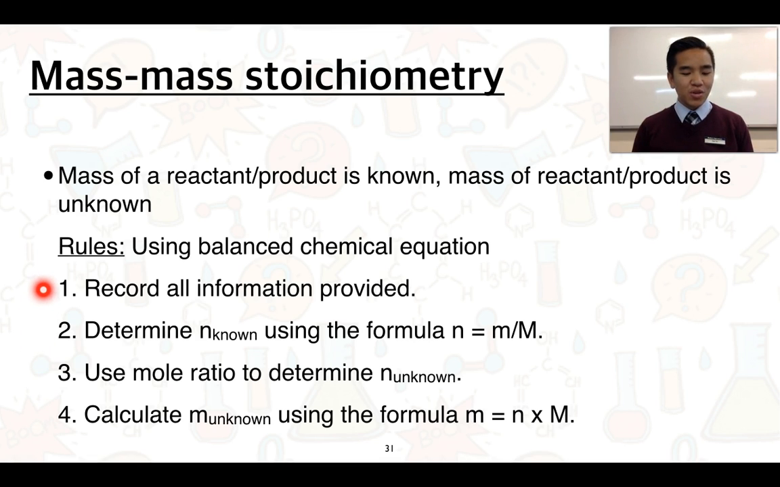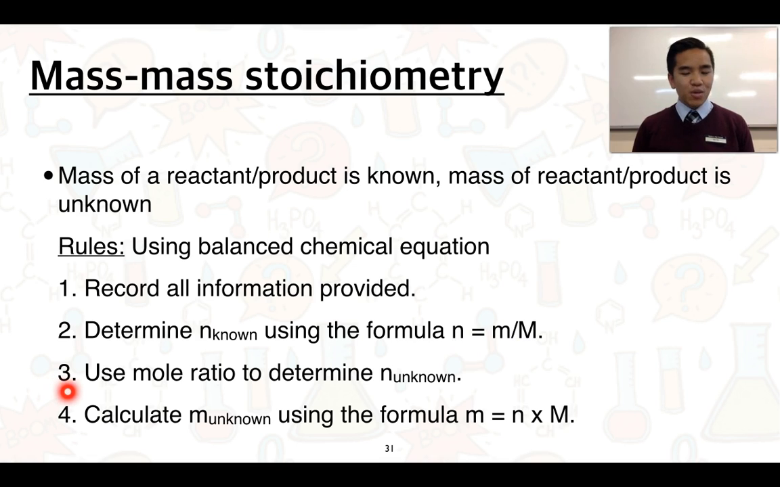If we have a look at these rules, we just follow 4 relatively straightforward rules. First thing that we normally do is record all the information that's provided. The second step is we look at any information that we know. We determine what we call the n known. That's the number of moles of our known, and we use a formula that links moles to mass.